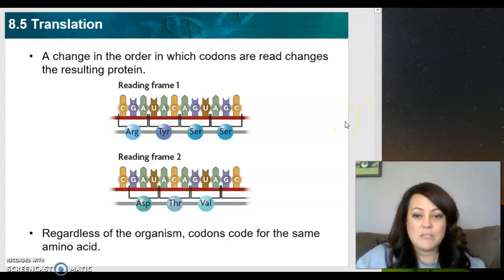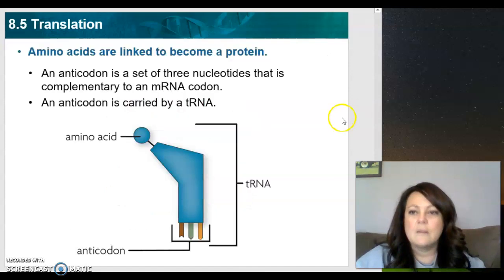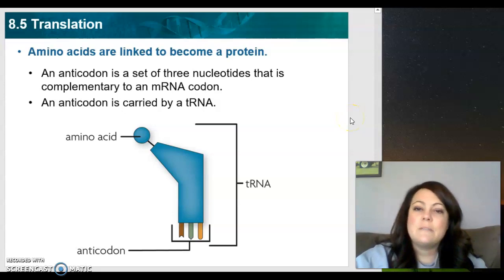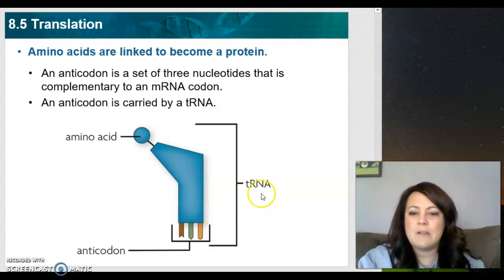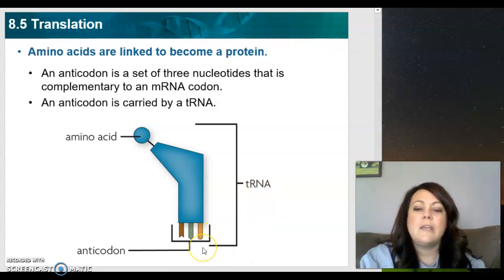This is why those protein shakes that you guys like to take, some of them are plant-based, because a protein is a protein is a protein, just like an amino acid is an amino acid is an amino acid, and DNA is DNA is DNA. It's all the same thing. Amino acids are linked to become a protein. The anticodon is the plug-in end on that tRNA molecule. So the anticodon is another form of RNA that's flipped back.